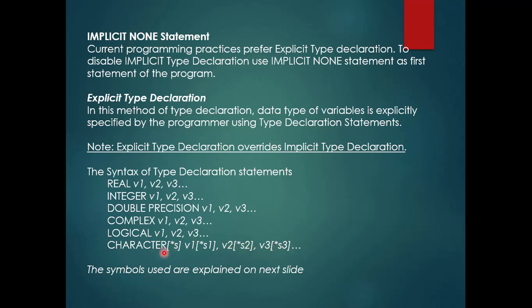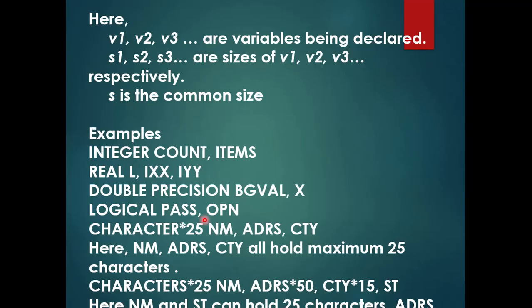So first of all we have to write the size, and I'll explain it in the next slide. Here v1, v2, v3 are the variables to be declared, while s1, s2, s3 are the sizes of v1, v2, v3, and s is basically the common size. So this is the example. We want to declare integer. We can write integer count and items.